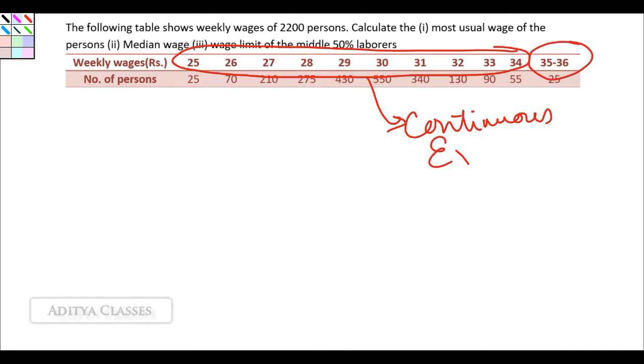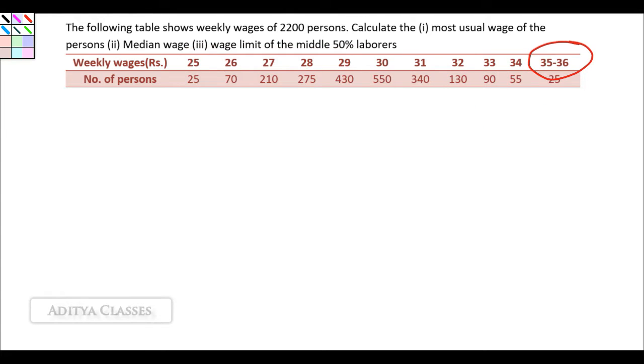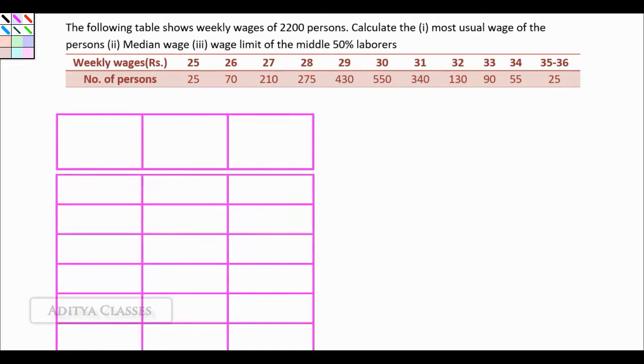For that we'll be needing a table. Let us prepare a table and then we'll try to reduce it from grouped data to an exclusive series. So here's our table. Now let us fill in the entries. What do we have? We have weekly wages in rupees. Then we have number of persons, which will act as frequency in our case.